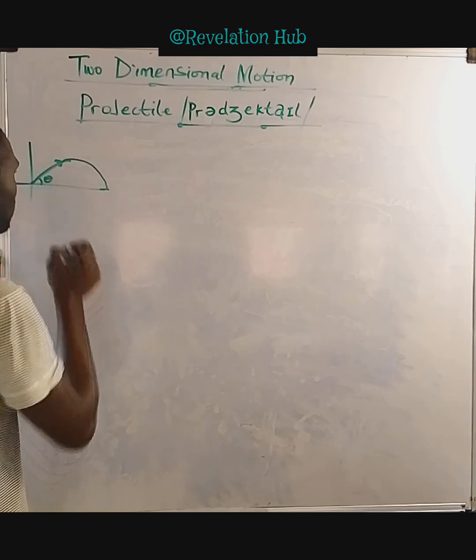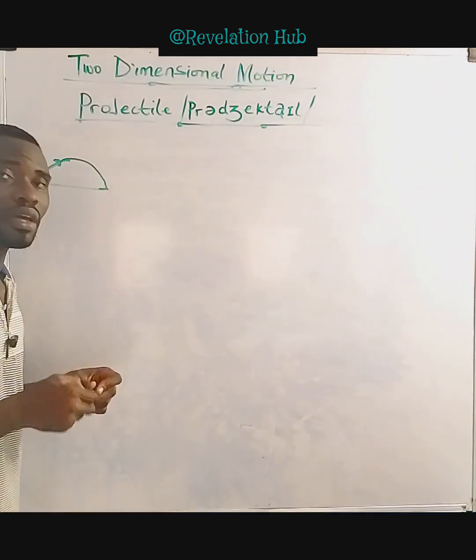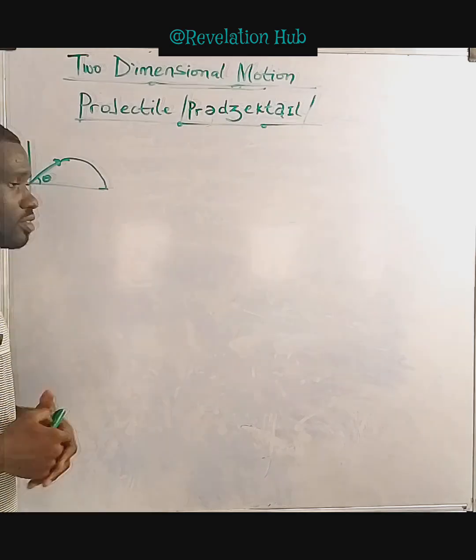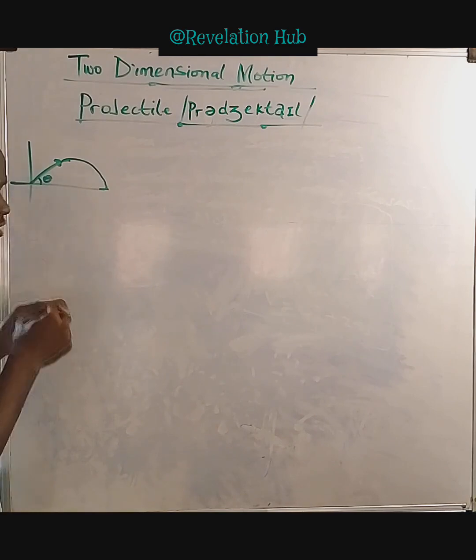Now, one thing I want you to know: this body itself is what we call a projectile. It may be an object, it may be a ball, it may be anything. We're going to be looking at examples of projectile. So the body leaves at an angle.